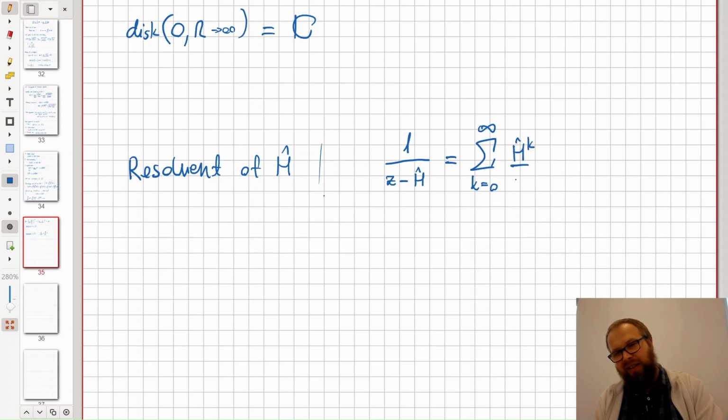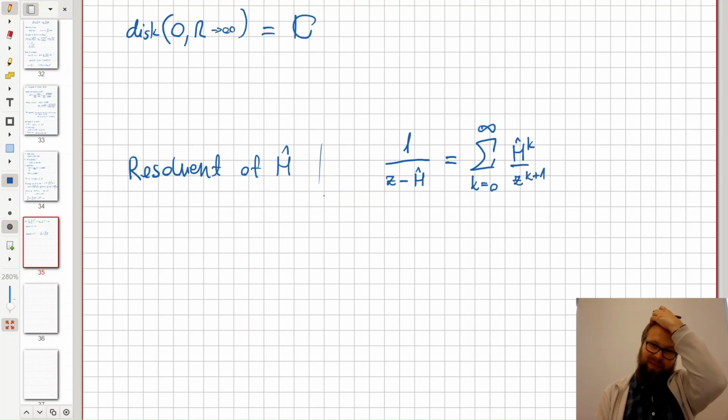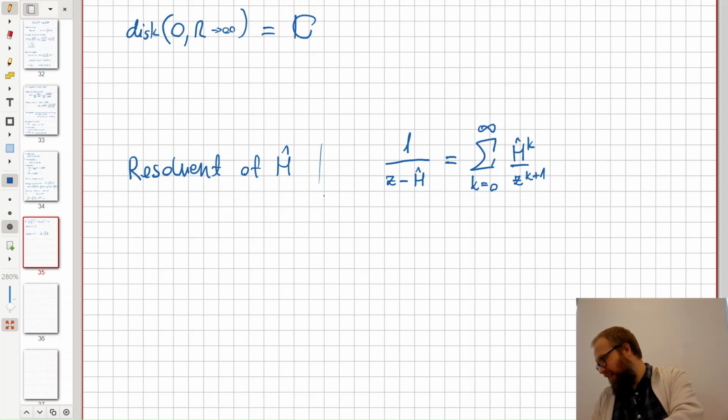Hk divided by z^(k+1), where z is some complex number. So it is a function of the Hamiltonian, yes, but also of this number z. It's a matter of interpretation which is the argument of this function. But this is the resolvent, okay? And this is the series that defines it.